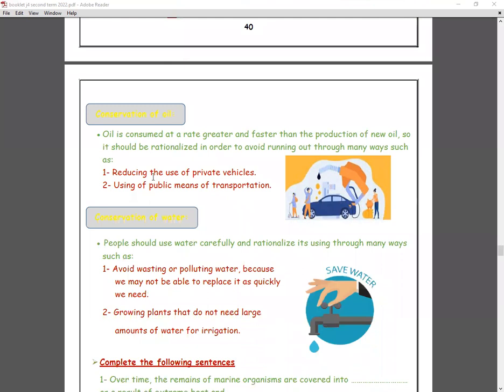Okay. How can we conserve the use of oil and how can we conserve the use of water? Conservation of oil. Oil is consumed at a rate greater and faster than the production of oil. We said that if we refill the car with a full tank, we can use it for maybe one week, but if we need to replace that, we need millions of years. So it should be rationalized in order to avoid running out through many ways, such as reducing the use of private cars. We have to decrease the use of our private cars, and we have to depend on public means of transportation.